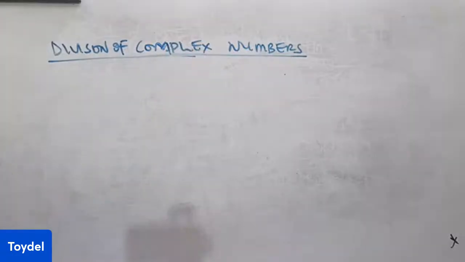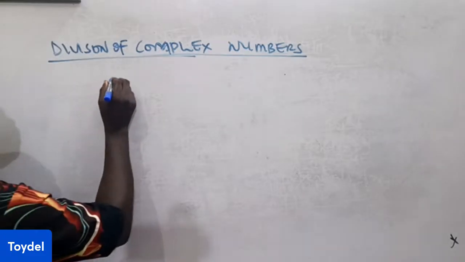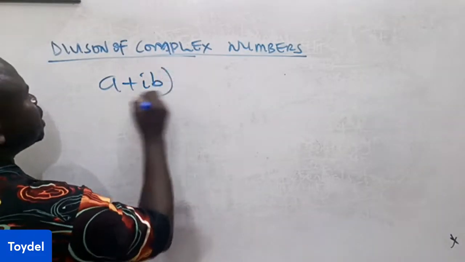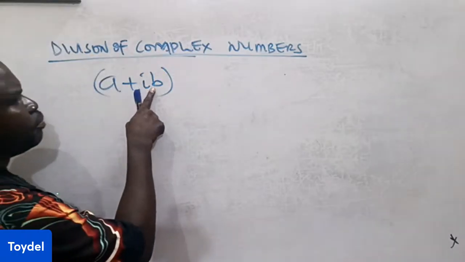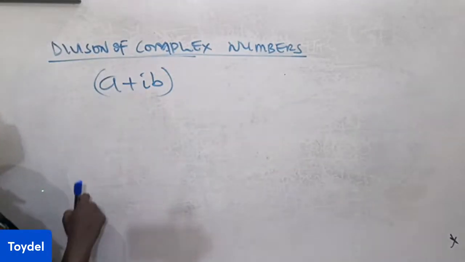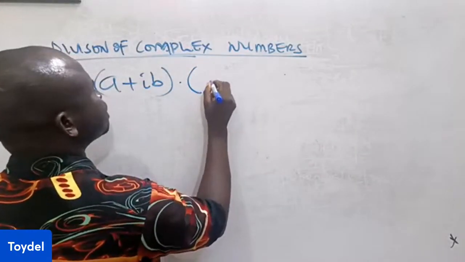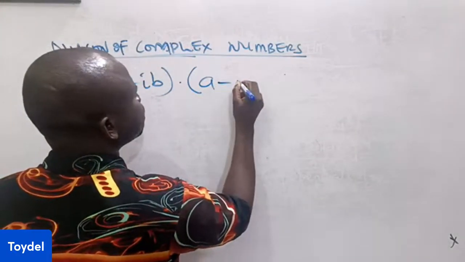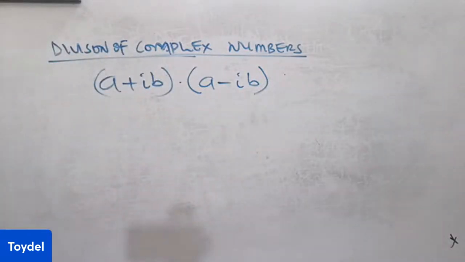But before we can discuss division of complex numbers, we need to revise what is called the conjugate. If A plus iB is a complex number, A is the real part, B is the imaginary part because of this i. The conjugate of this complex number is given as A minus iB. Conjugate simply means if you are given addition, then you change it to subtraction.